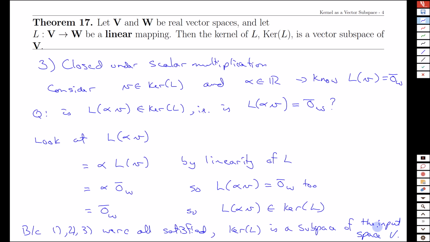Perfect. So that's something that we can use as a fact, especially when we're trying to figure out things like, hey, what dimension is the kernel? Well, the question about dimensionality only makes sense if we're talking about a vector subspace, and now we know we can use that kind of terminology for this kernel.